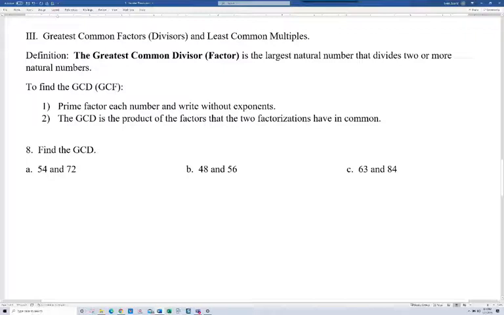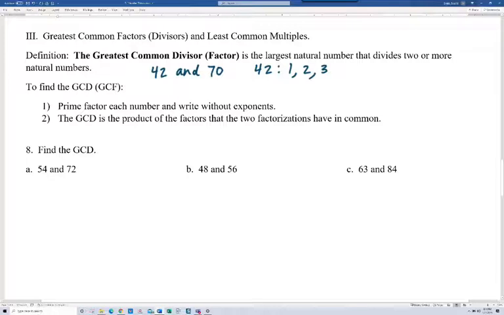The greatest common divisor or factor is the largest number that divides two or more natural numbers. For example, if you wanted to find the greatest common divisor or factor, GCF is probably the most common way that people say this, you first can look at the factors of 42. Certainly 1 is always going to be a factor, and this is an even number, so 2. 42 is divisible by 3. Notice 4 plus 2 is 6. 6 is divisible by 3, so we know that 42 is.